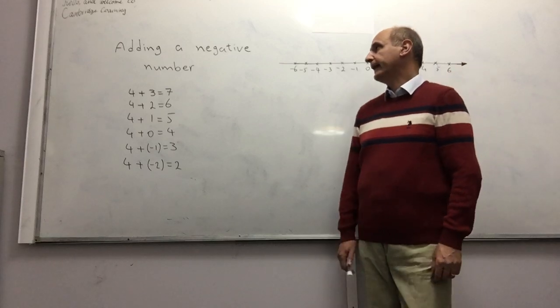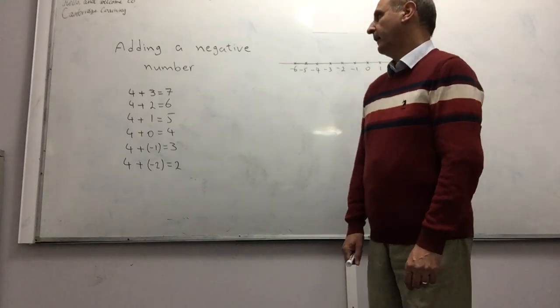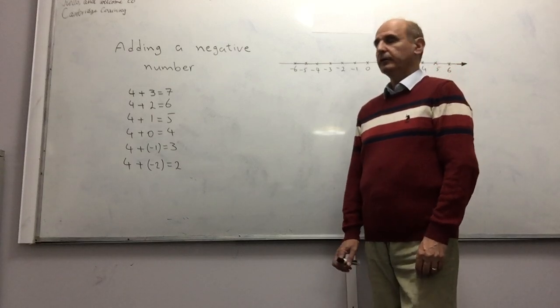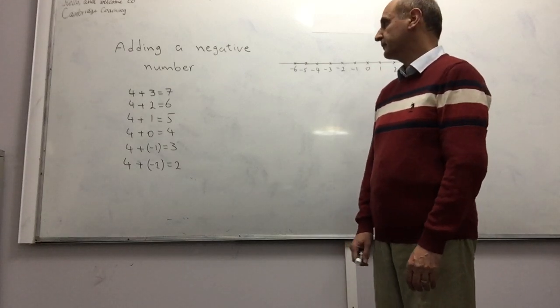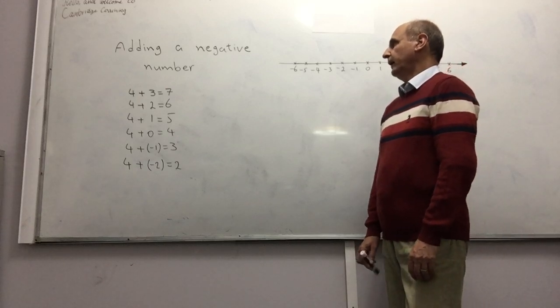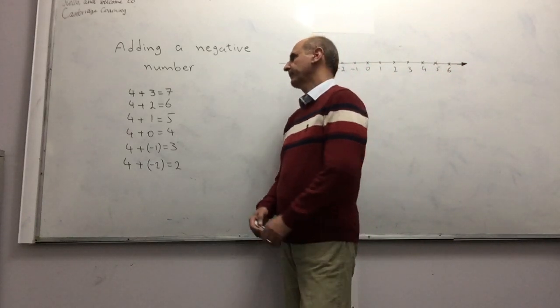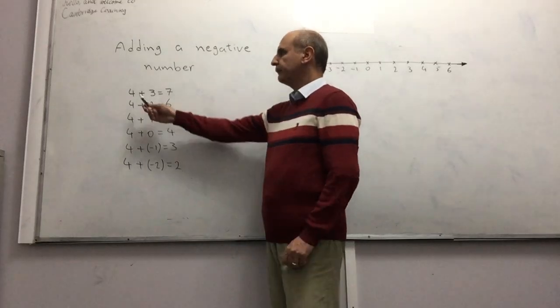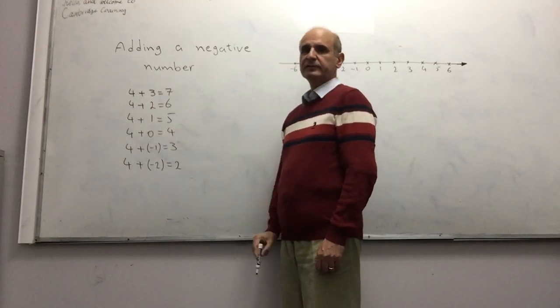Today we're looking at adding a negative number as part of our lessons on adding integers. Let's start with a pattern. If you add 4 and 3, 4 plus 3 gives us 7.